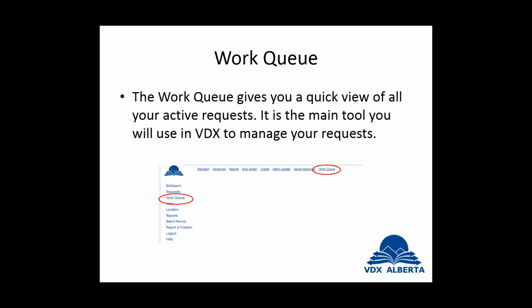Once you're logged in, you'll see some navigational things. There's a list along the left and a list along the top. The one we've got circled here is work queue. You tend to spend a lot of time in the work queue because it shows all of your active requests, or most of your active requests. If you click on one of those two work queue links, they're both the same. They both take you to the same place.